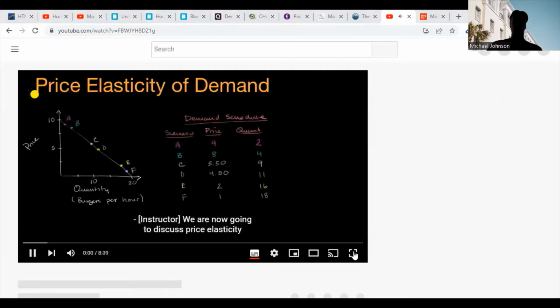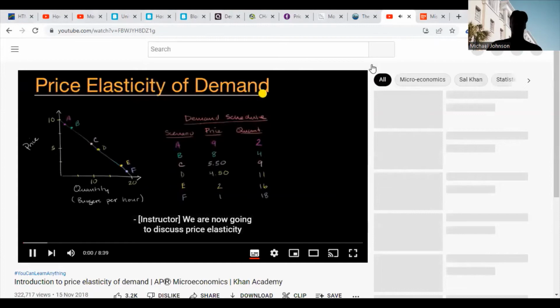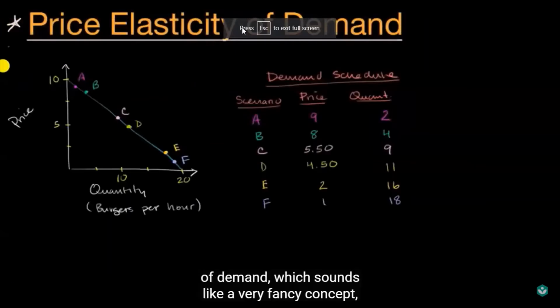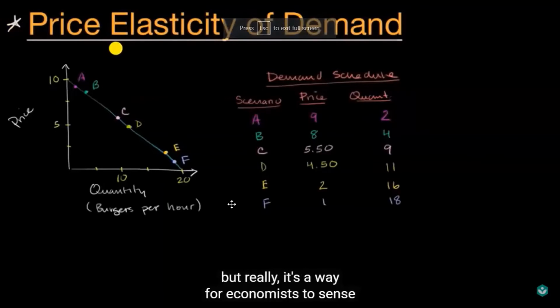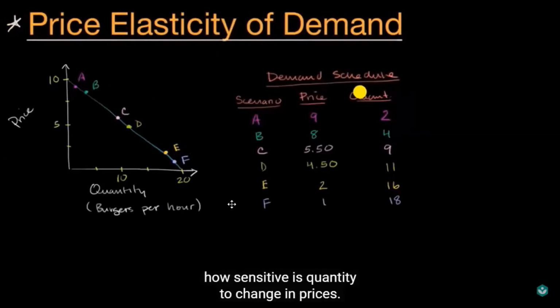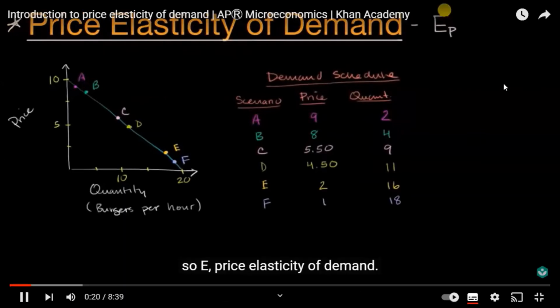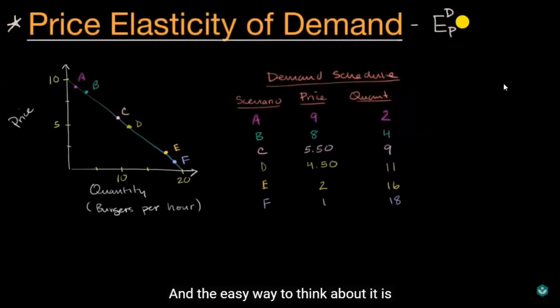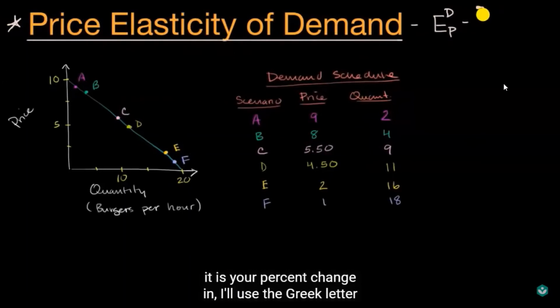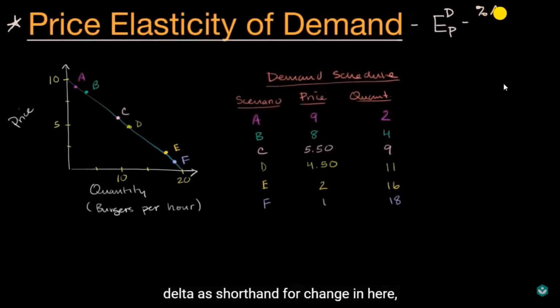We are now going to discuss price elasticity of demand, which sounds like a very fancy concept, but really it's a way for economists to sense how sensitive quantity is to change in prices. And in this video, we're going to denote it as a capital E, so price elasticity of demand. The easy way to think about it is your percent change in, I'll use the Greek letter delta as shorthand for change in, your percent change in quantity over your percent change in price.